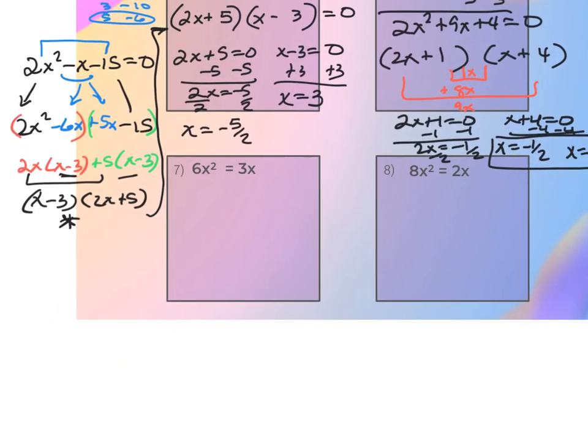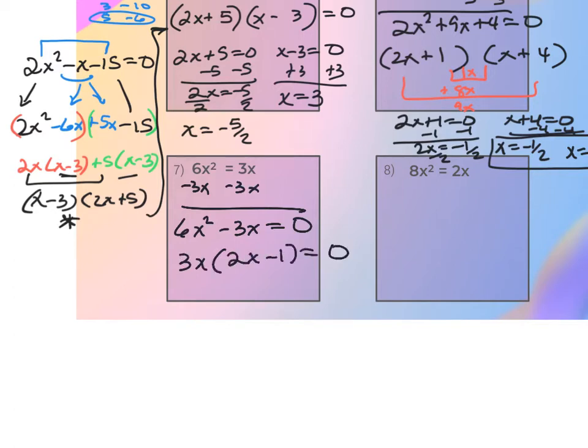Let's try number 7. Again, I need to set it equal to 0, so I need to subtract 3x. 6x squared minus 3x equals 0. Divide by the GCF. Set each of the factors equal to 0.